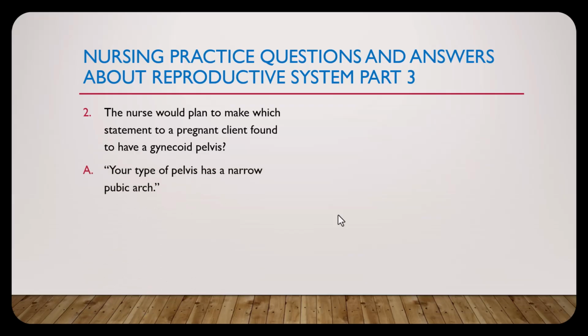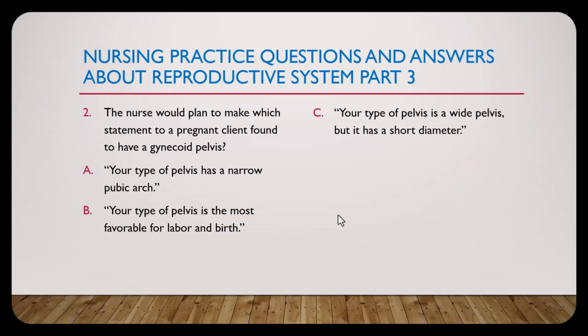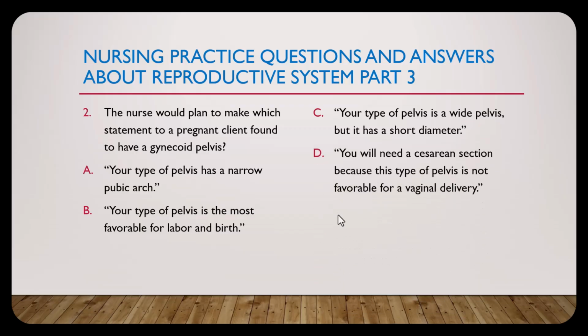Option A, your type of pelvis has a narrow pubic arc. Option B, your type of pelvis is the most favorable for labor and birth. Option C, your type of pelvis is a wide pelvis, but it has a short diameter. Option D, you will need a cesarean section because this type of pelvis is not favorable for vaginal delivery.